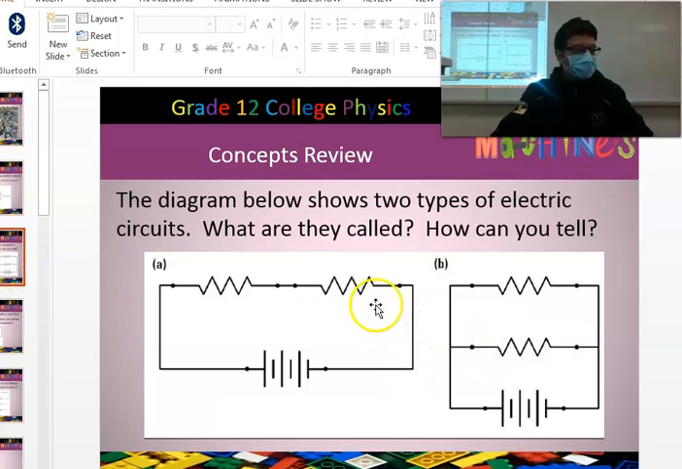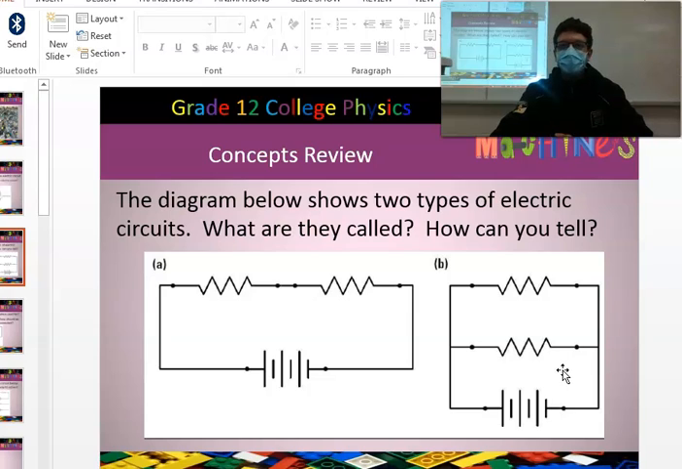So here I have some diagrams, and there are two different types. Now, we talked about two different types in grade 9, but just as a reminder, one is a series circuit and one is a parallel circuit. You can think of parallel like when we draw it like this, you can see that these two lines are parallel to each other. And also a parallel circuit means we have more than one pathway.